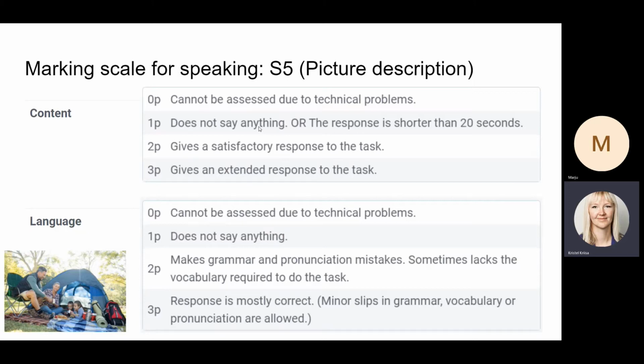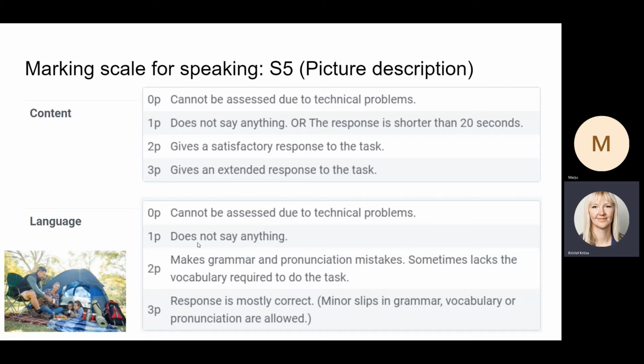Or again, if they say something in Estonian, or they don't really say much, or they don't say anything, you can hear them breathe, but they don't really say anything, then it's 1 point. And if you cannot really understand what they are saying because of technical problems, it's 0 points.